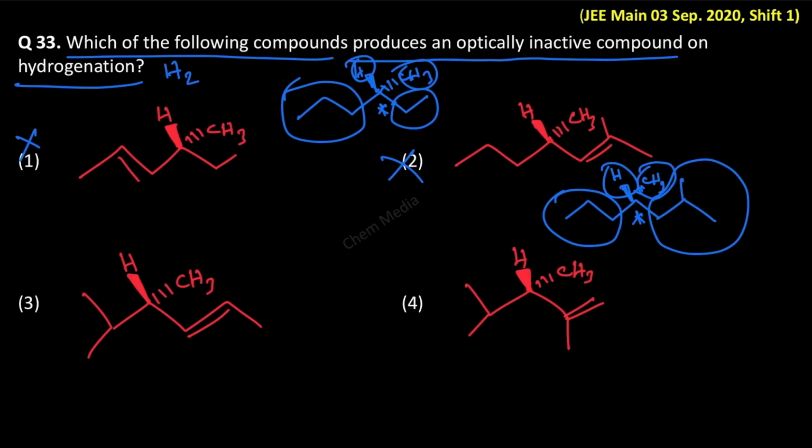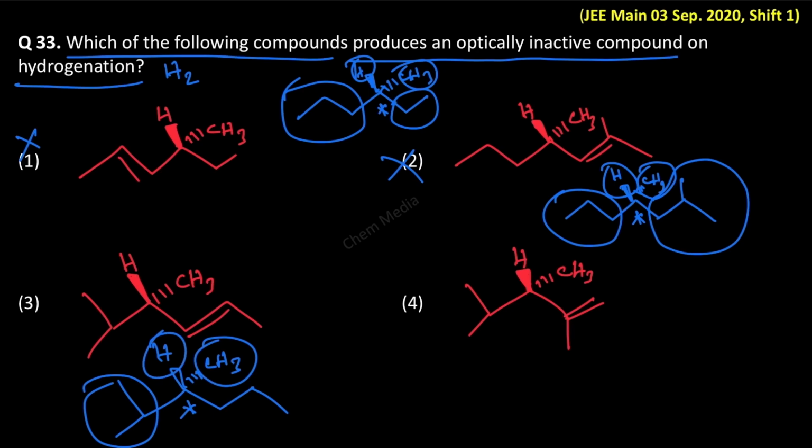And then 3 would become 1, 2, and then a methyl group. Basically we have an isopropyl chain, and then 1, 2, 3, 4. We have 1, 2, 3. At the 3 position we have a methyl group. This means it would still be optically active because we have an isopropyl chain, a methyl group, hydrogen, and then a propyl chain. Therefore we have 4 different groups, which means this would be optically active.